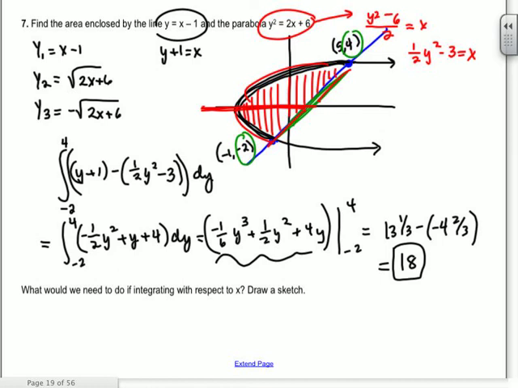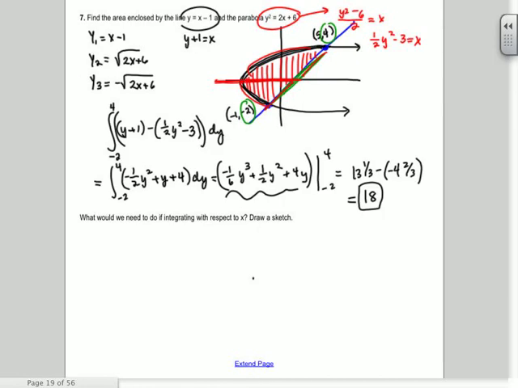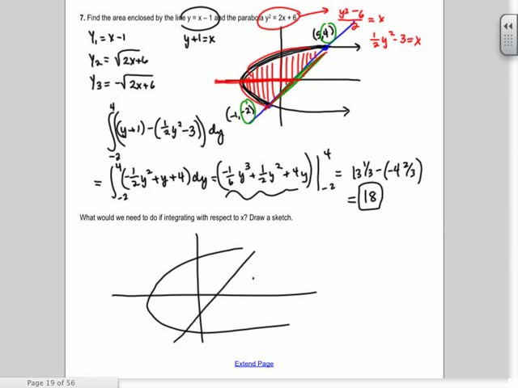Okay, so the question is, what would we need to do if integrating with respect to x? Draw a sketch. We kind of already talked about that, but let's go ahead and draw the sketch. You don't want to draw the sketch? See how art can be helpful in calculus, being able to draw these things.